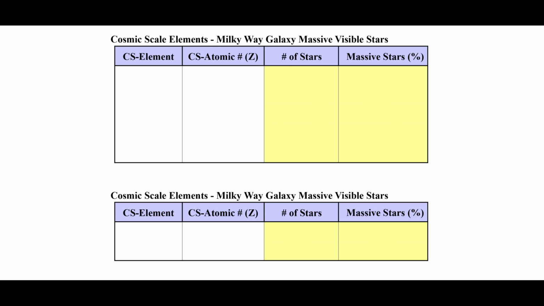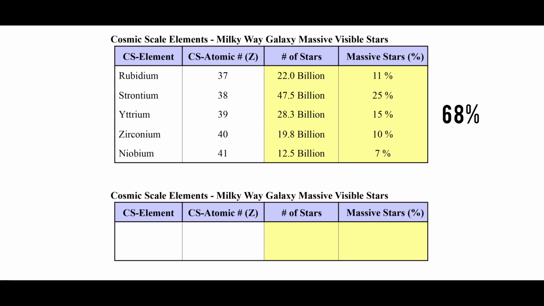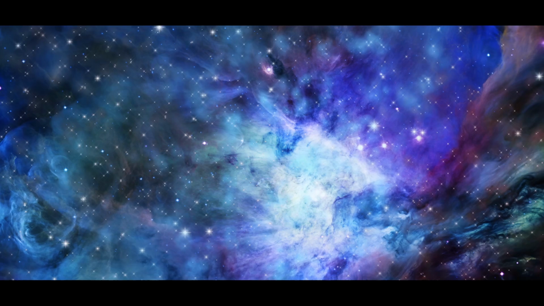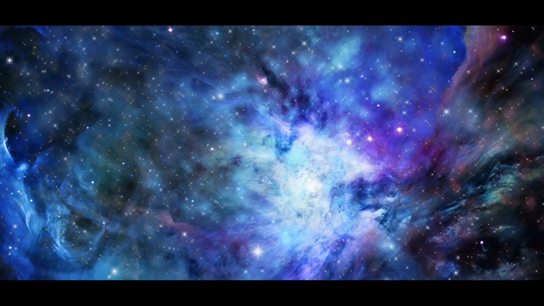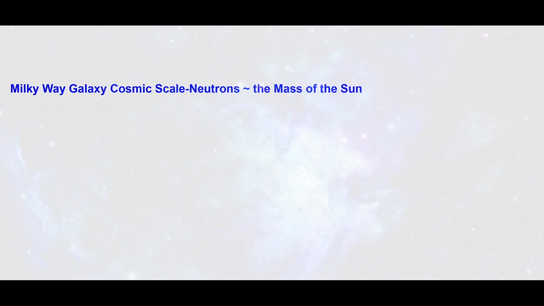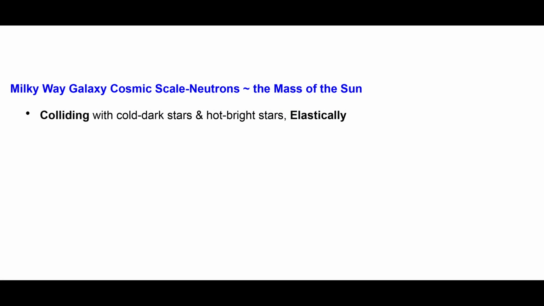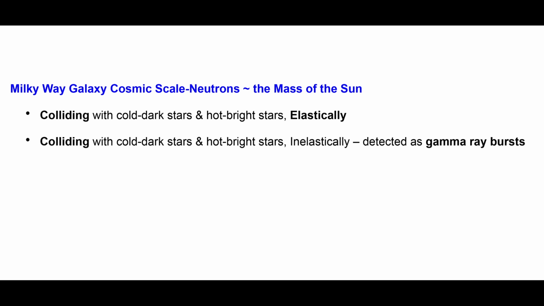These 192 billion massive stars can be grouped as Titanic scale elements. 68% are Titanic scale solids: rubidium, strontium, yttrium, zirconium, and niobium, while 7% are Titanic scale noble gases: krypton and xenon. Our galaxy also contains, albeit by rough estimate, 2 million trillion cosmic scale neutrons flowing in all directions at various speeds. They're colliding with cold dark stars and hot bright stars elastically. They're colliding with cold dark stars and hot bright stars inelastically. I believe perhaps detected as gamma ray bursts.